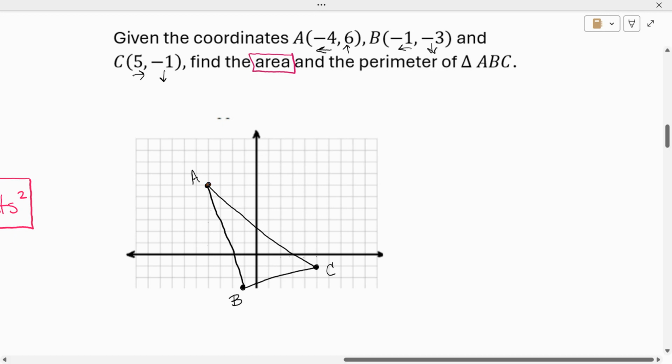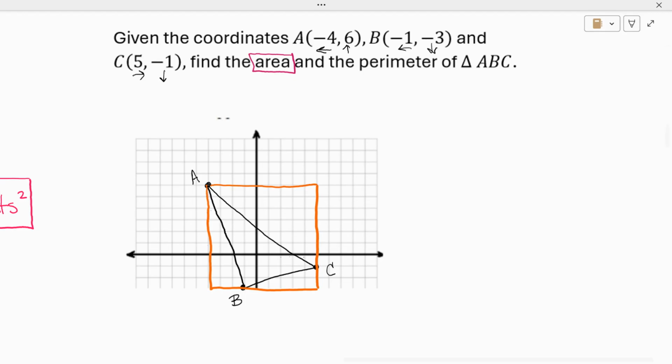So the leftmost side is A. So this is going to be the left side of my rectangle. Then I have to go across the bottom to here. And then I have to go up all the way to where I meet A again. And so here is my shape. I'm going to have to turn it into a rectangle, something I can work with. Okay. So can we count the length and the width of our rectangle?